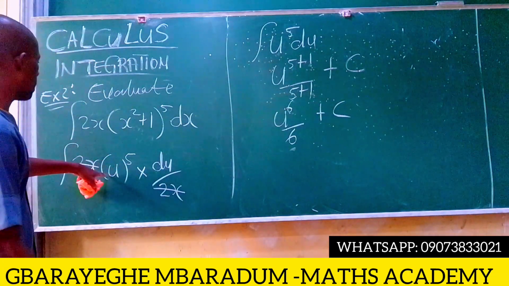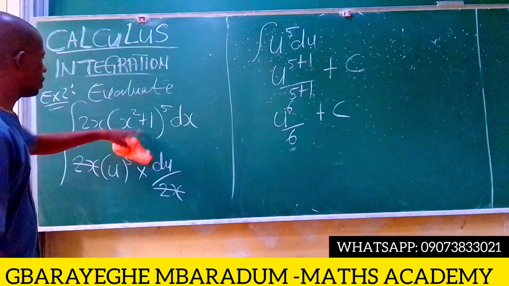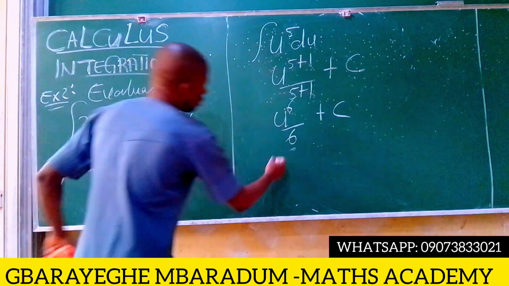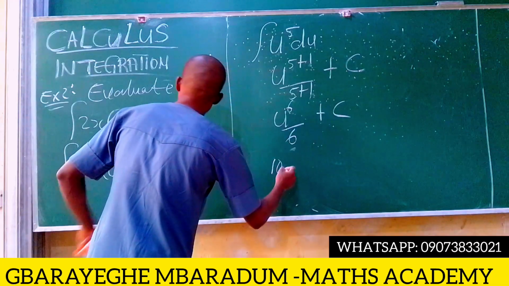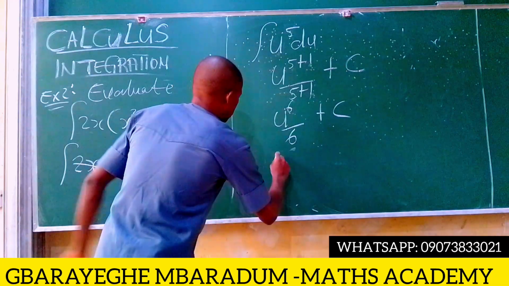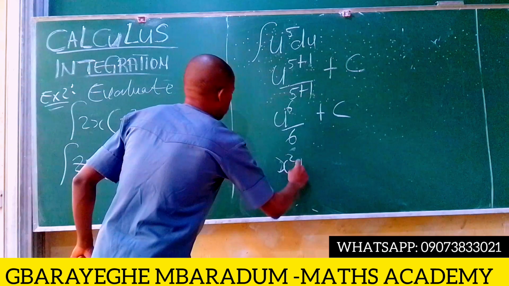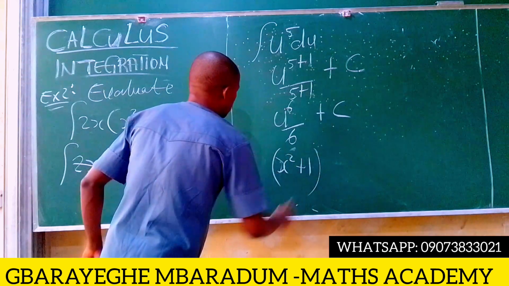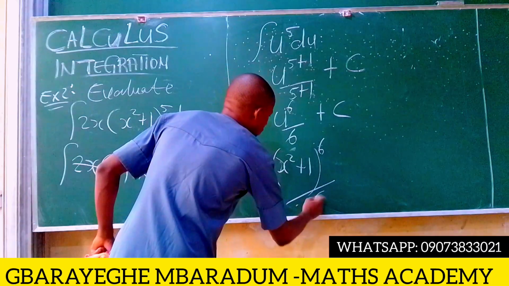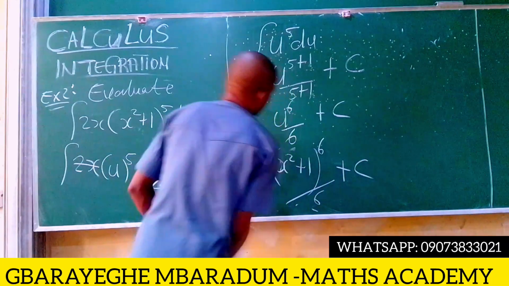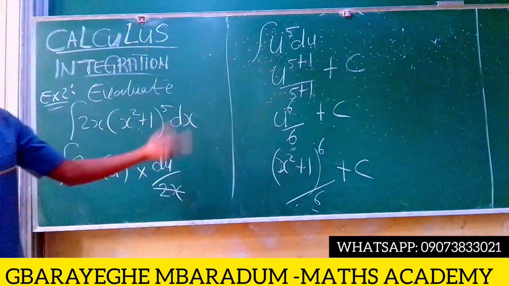the function inside this bracket, which is going to give us x squared plus 1. This is to the power of 6, all over 6, plus c. This is the shortcut method of solving this question.